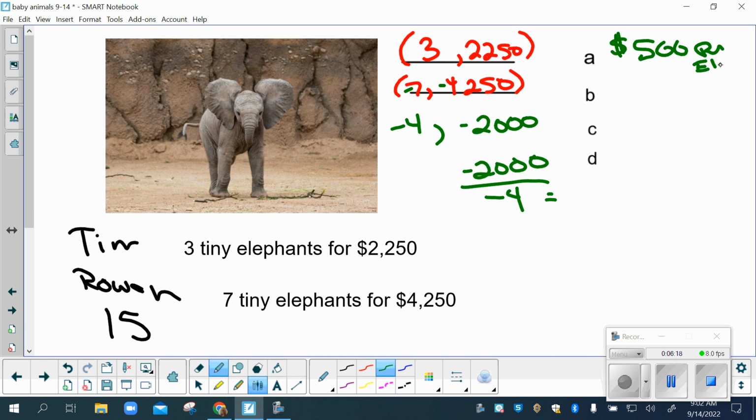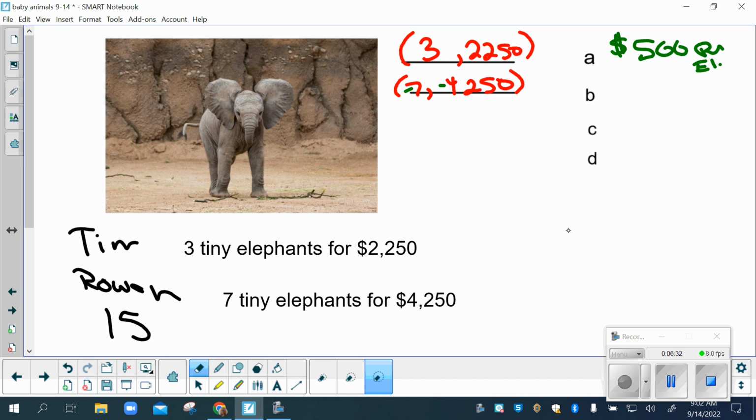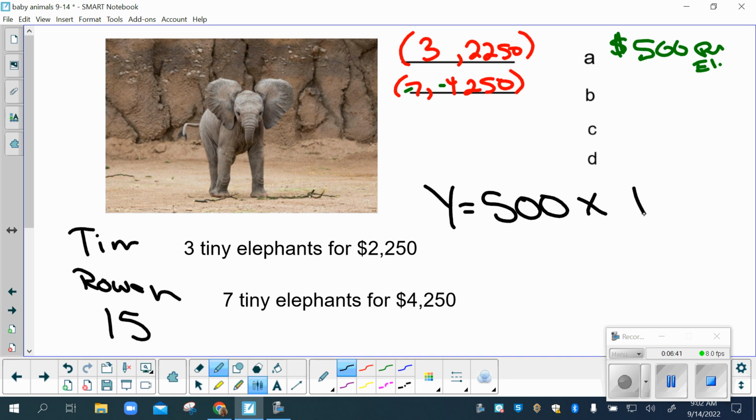Okay? Now the next thing I need to do is figure out my licensing fee. We're going to use what we have so far to figure out our licensing fee. Here's what we're going to do. We're going to say y equals 500x plus b. Now you can use either Tim's money or you can use Rowan's. It doesn't matter. You're going to plug in for x and y. If it was me, I'd plug in Tim's because smaller numbers are my friend, right? But it's up to you.